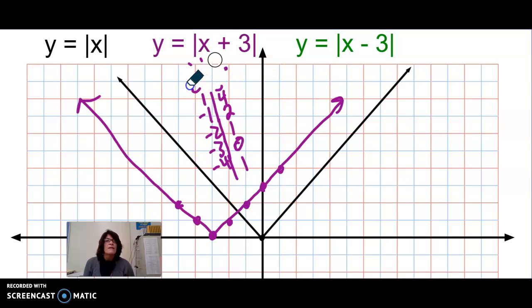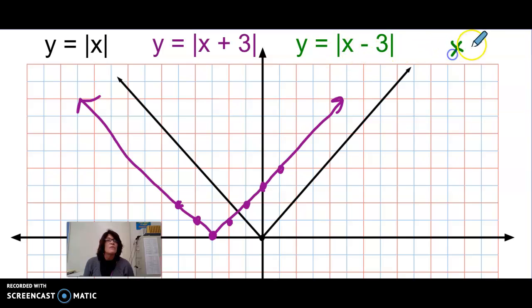Now, what do you think the -3 is going to do over here? I know this is messy. I'm going to erase this. What do you think the -3 is going to do? Well, let's just stick numbers in instead of guessing. Okay, let's put 1 in.